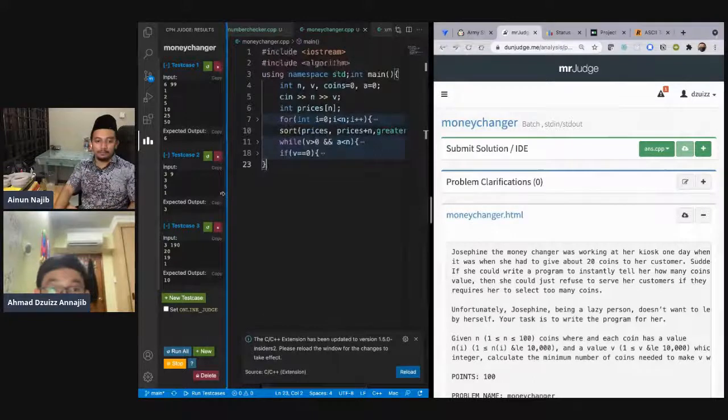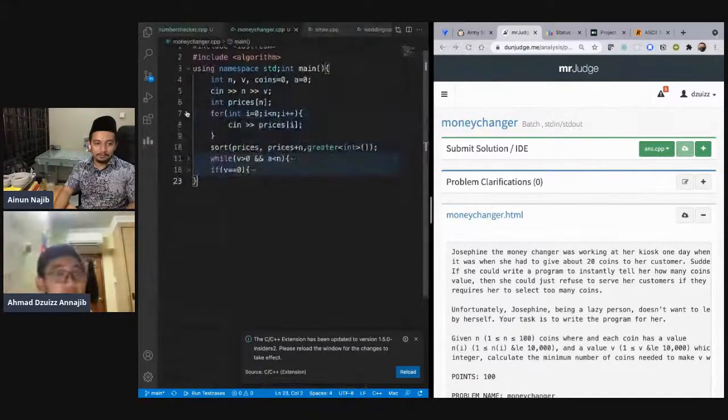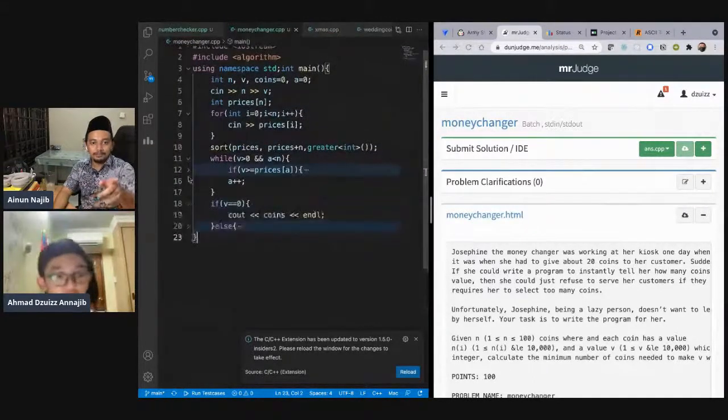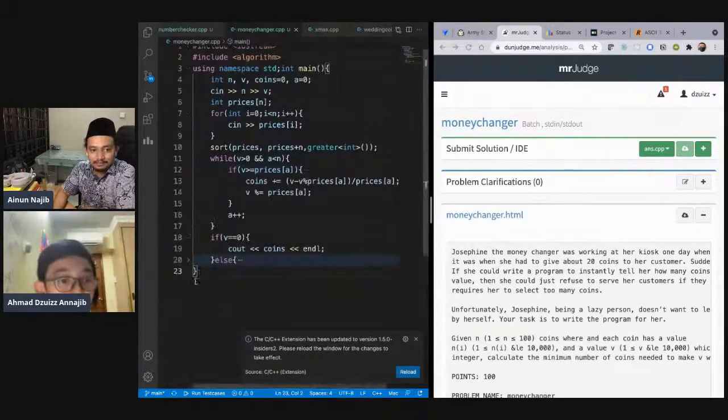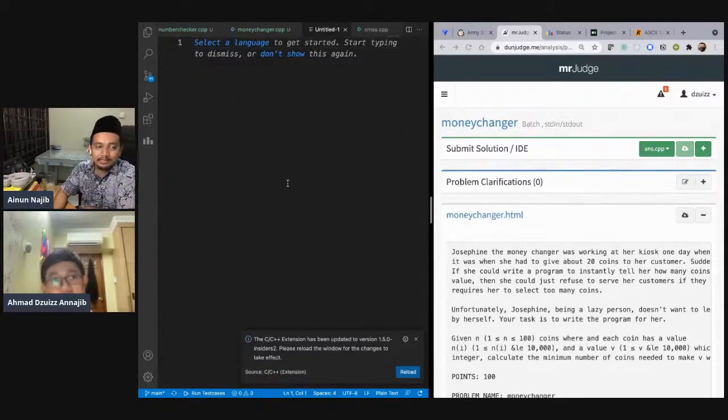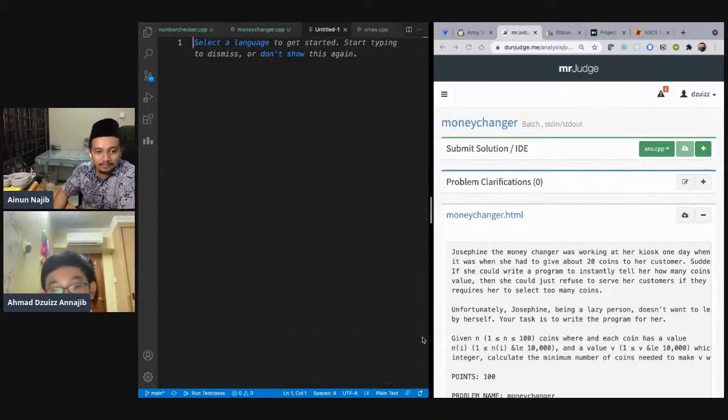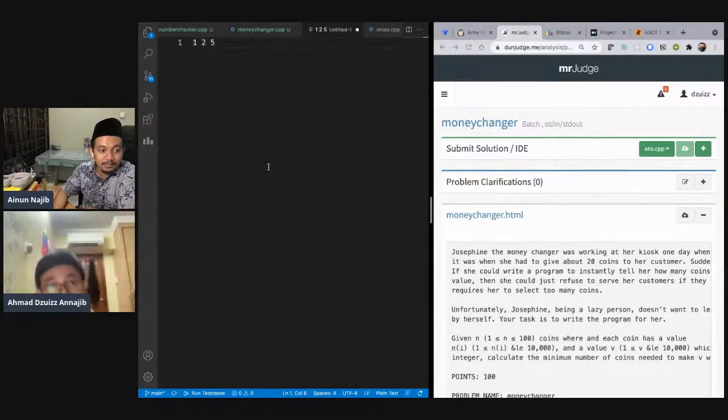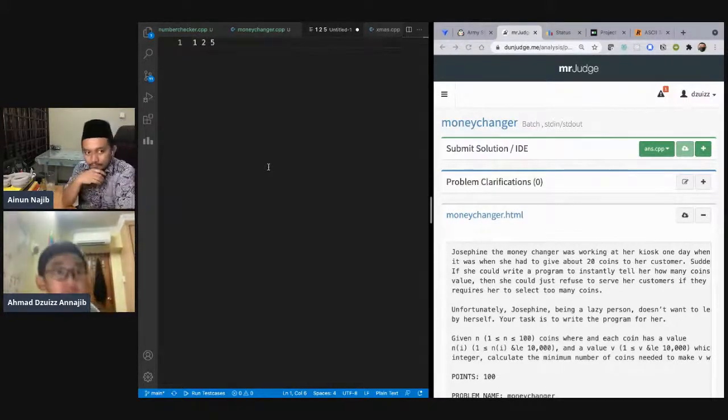So maybe I should. Okay, so open a new file. Open a new file, an empty file, so that we can. Yeah. So let's say the coins are 1, 2, 5. Yeah. So these are the coins that you can have, right?